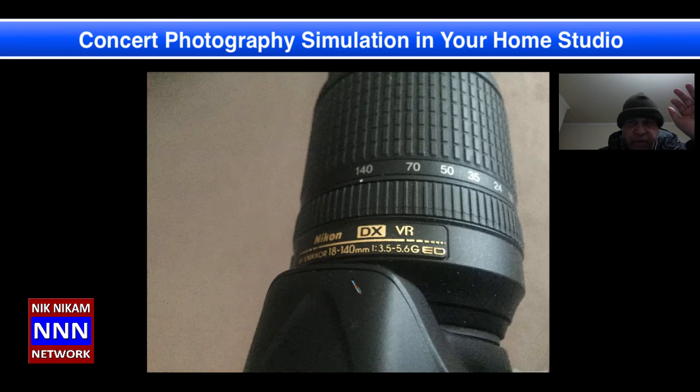Here's a look at my camera, which is set at 140, the maximum zoom I have, which is a Nikon DX VR macro 18 to 140 millimeters, 3.5 to 5.6. I also have a 50 to 300 millimeter lens, which would be most suitable for stage or concert photography. If you are taking pictures of your daughter dancing on the stage, a 50 to 300 millimeter lens will come in real handy.